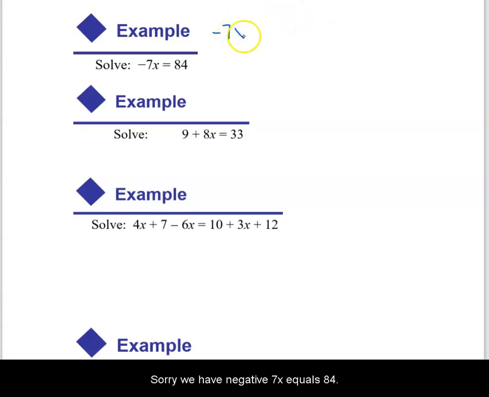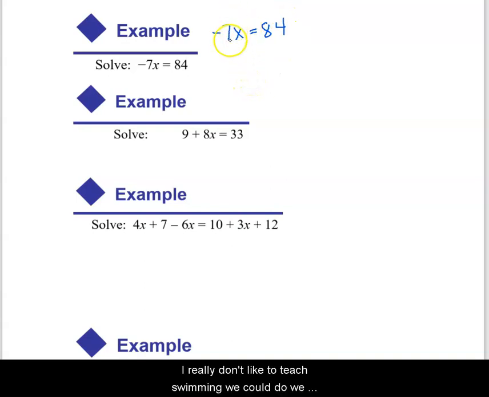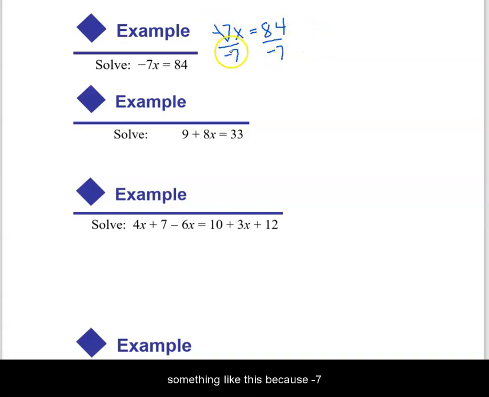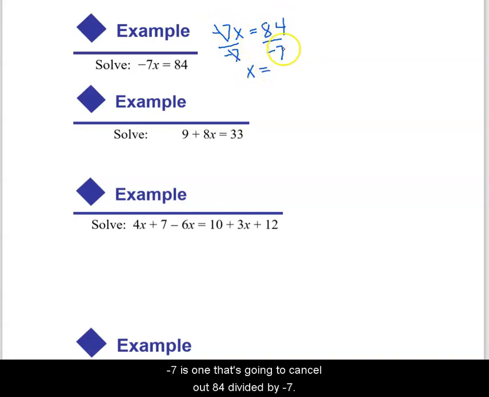We have negative 7x equals 84. Okay. I mean, we could multiply both sides by negative 1/7, but it's easier just to divide here. So I would say divide both sides by negative 7 when you have something like this, because negative 7 over negative 7 is 1. That's going to cancel out.